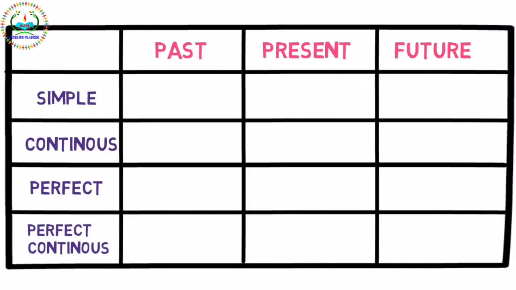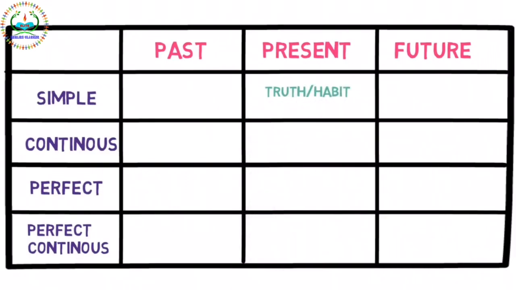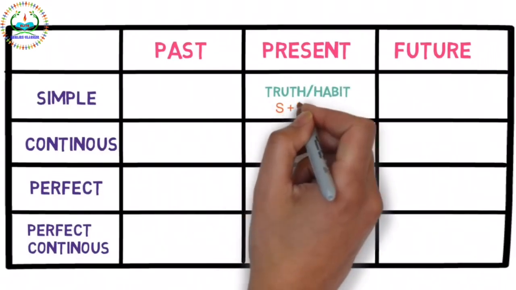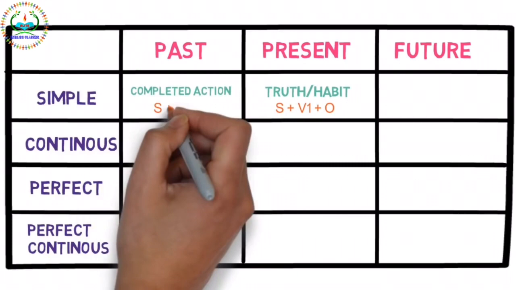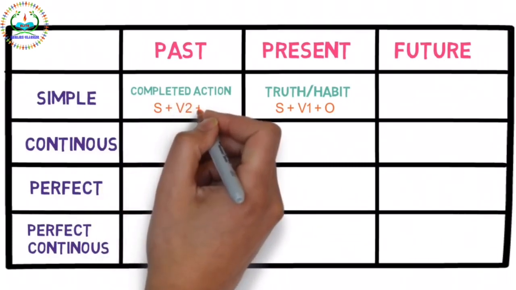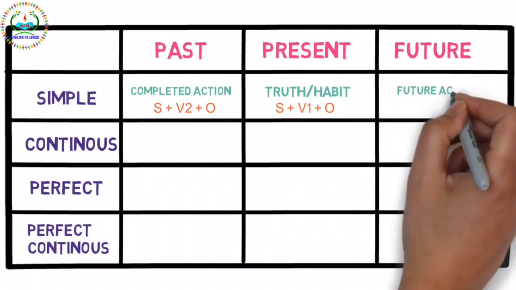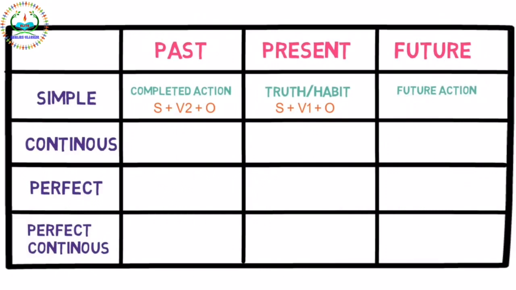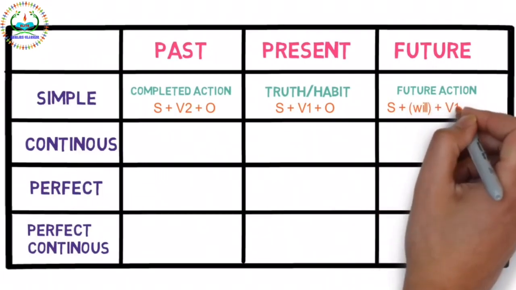Let's start with simple present tense. It denotes a truth or a regular habit. Sentence structure is subject plus verb's first form plus object. Simple past tense we refer to a completed action. Structure of it is subject plus verb's second form plus object. And in the simple future tense we refer to a future action that will be completed in future itself. Structure of it is subject plus will plus verb's first form plus object.